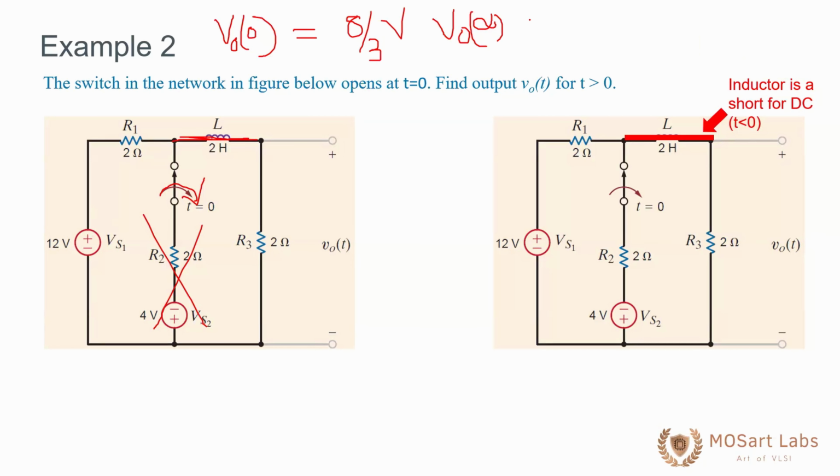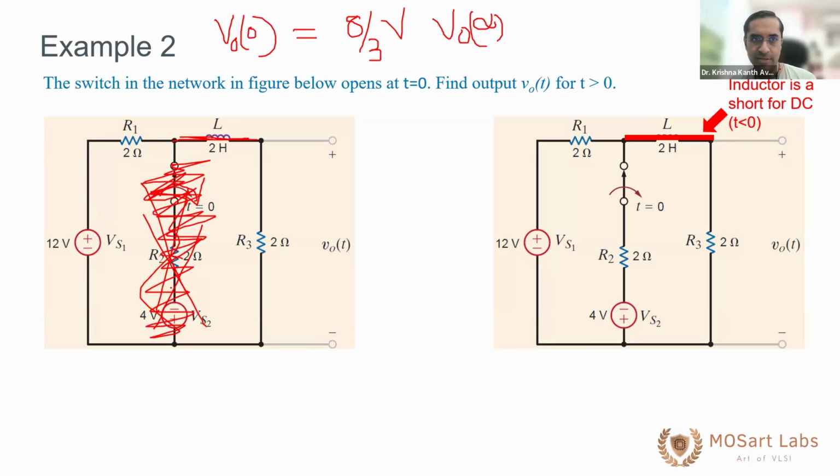8/3 volts, sir. Same voltage. Why 8/3? Your circuit is this. All of this is not there. This whole thing is gone, right? You have the 2 ohms, you have a short, and there's 2 ohms. That's it. This is all you have.